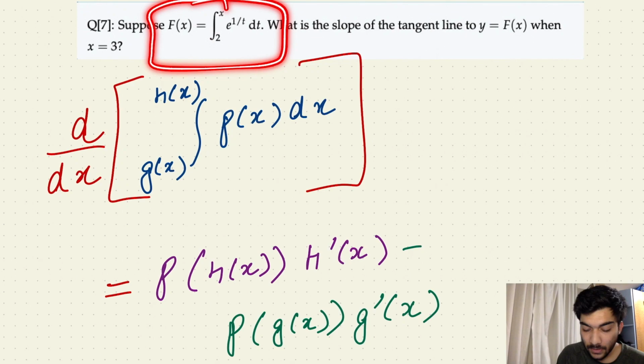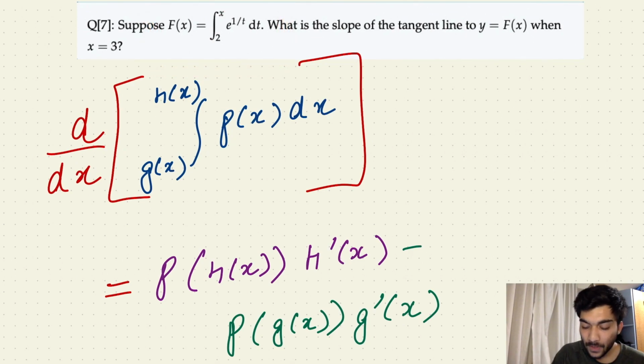So the question is, your capital F of x is this, and you have to calculate, based on the capital F of x, the slope of the tangent line to y equals capital F of x when x equals 3. So now, first of all, we have to calculate the slope of the tangent line, which is represented by y equals capital F of x.